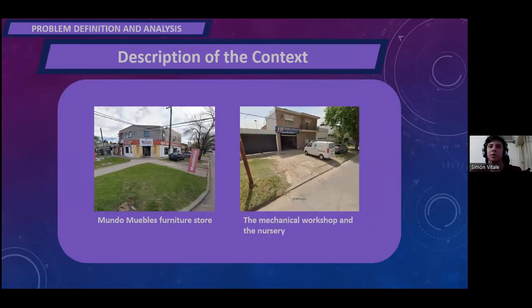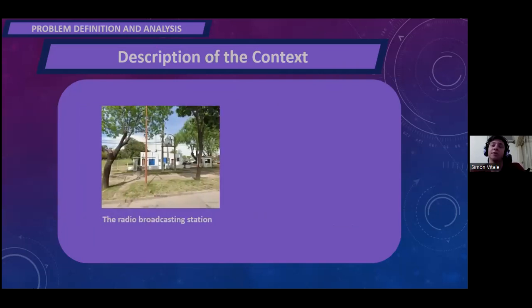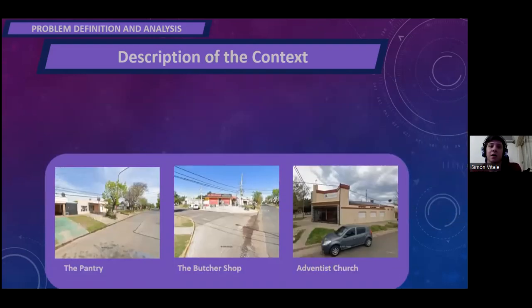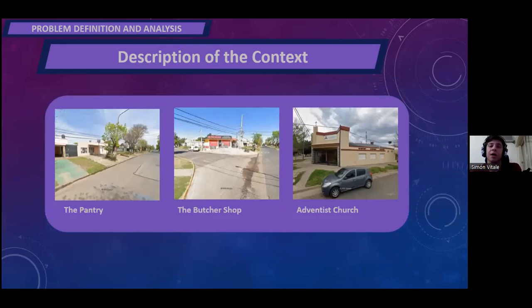In the next blocks, there are other important landmarks. There are a mechanical workshop, a nursery, and a radio broadcasting station. In the middle of the stretch, there are a veterinary clinic, a pantry, and a butcher shop. At the end, in the west, there is an Adventist church. In conclusion, this street is very important because it has a lot of shops and workshops.